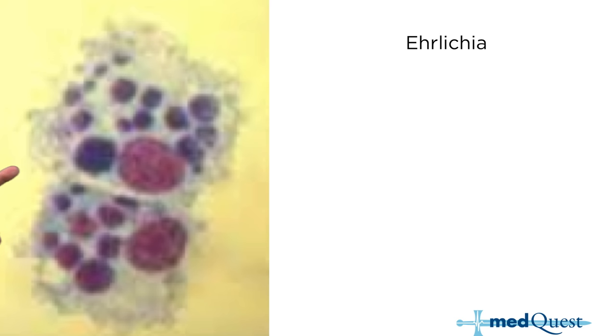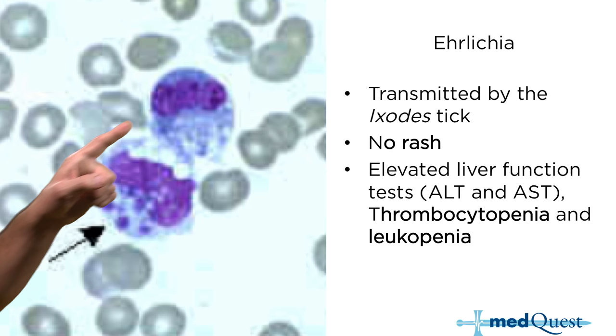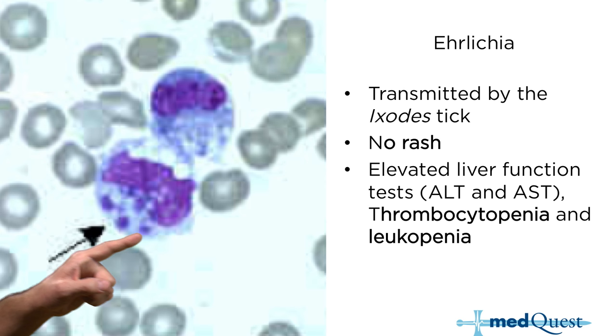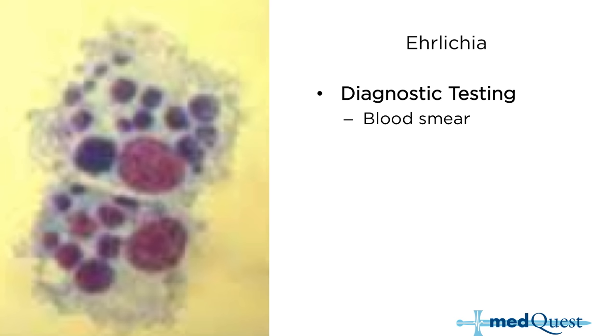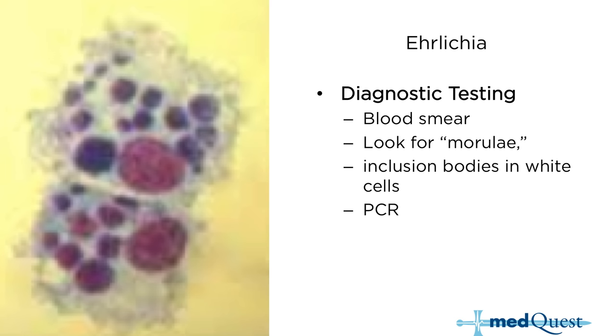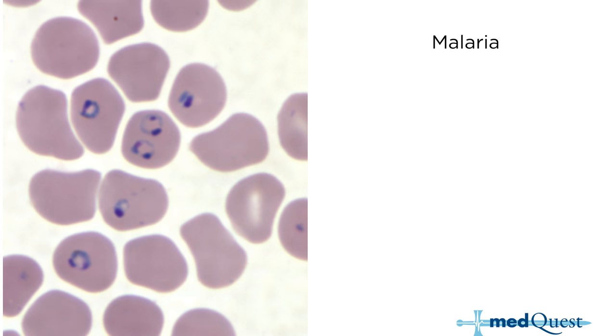In Ehrlichia, these things inside the white cells are called morula, mulberries growing inside your white cells. The test is what you see on the smear as well as a PCR, polymerase chain reaction. Ehrlichia is sometimes also known as Anaplasma phagocytophilum. It's treated with doxycycline, because this is a bit like rickettsia. Ehrlichia, rickettsia, treated with doxycycline. So malaria, you see how it's a different ring?